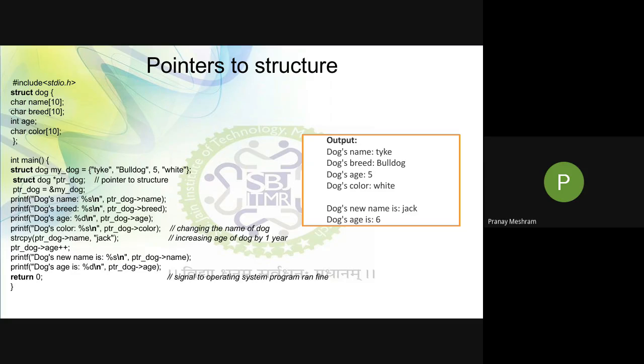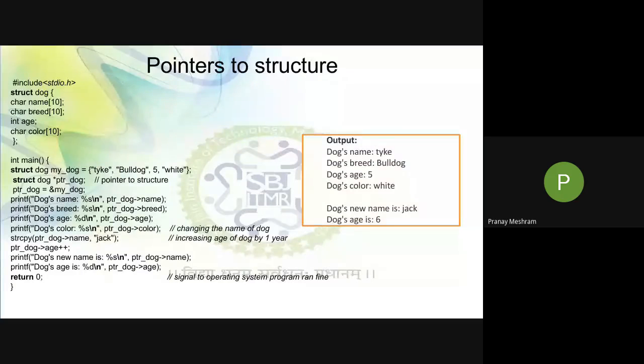After that, we are performing some operations. We are changing the name of the dog. Earlier it was Tyke, and we want to change the name of the dog from Tyke to Jack. So we are using the copy string function, which is strcpy, to copy the new name inside the member name. So earlier the name was Tyke, and we are assigning the new value Jack.